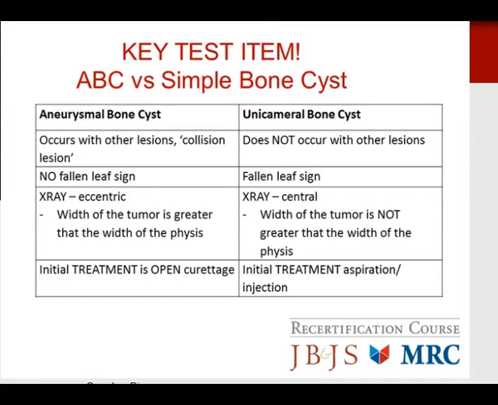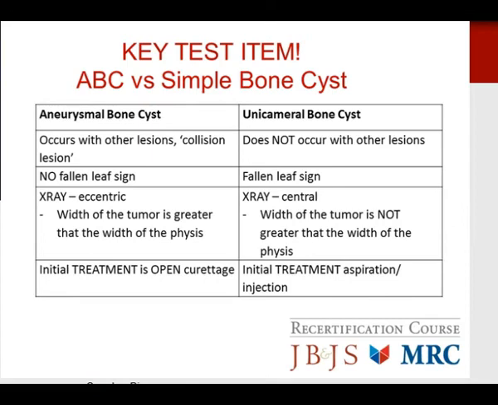And here's a side-by-side comparison again. An aneurysmal bone cyst commonly occurs with other lesions, so-called collision lesions. A unicameral or simple bone cyst does not. A simple bone cyst has a fallen leaf sign associated with it. An aneurysmal bone cyst does not. An aneurysmal bone cyst on plain X-ray is eccentric, and the width of the tumor is greater than the width of the physis it borders. In contrast, a unicameral bone cyst is the same width or less than the width of the physis.